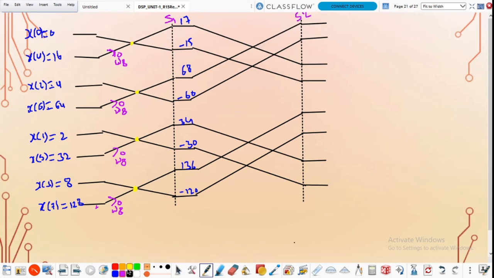And after that highlight the butterfly nodes. This is a butterfly node. And this is a butterfly node. And this is a butterfly node. And this is a butterfly node. And after that indicate the twiddle factor in the second stage. This is the first stage, and this is the second stage. In the second stage the twiddle factors are W8 power 0, W8 power 0 and W8 square. And here also this is W8 power 0 and this is W8 square.